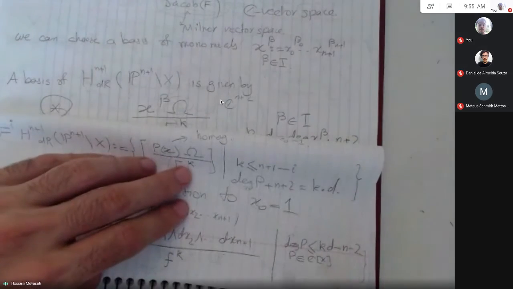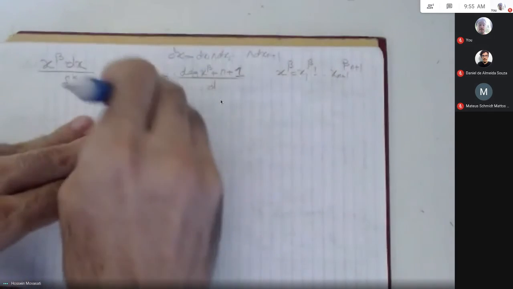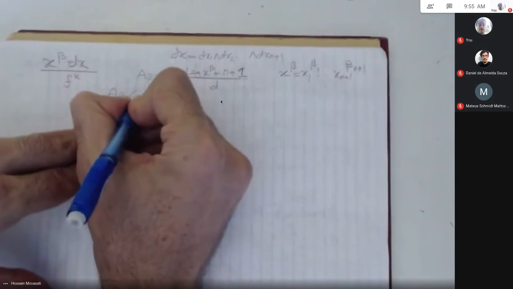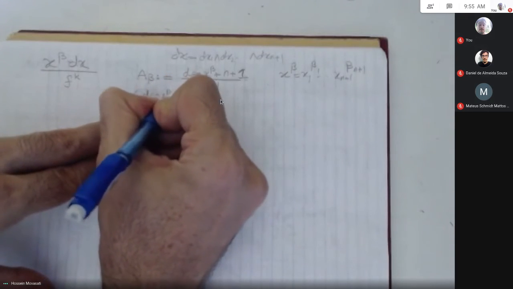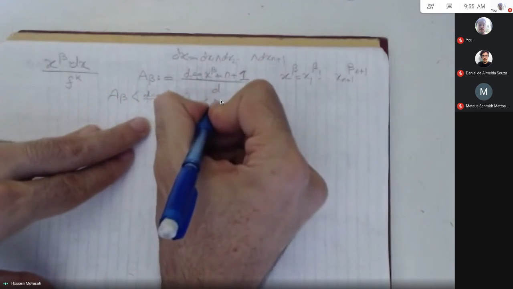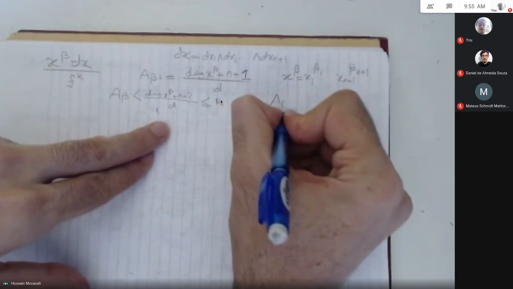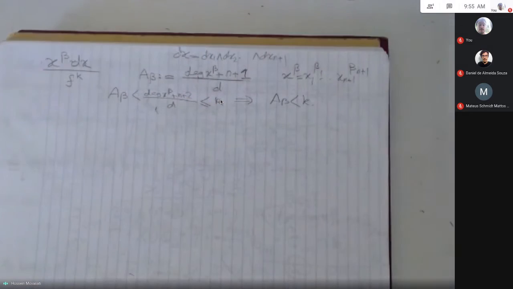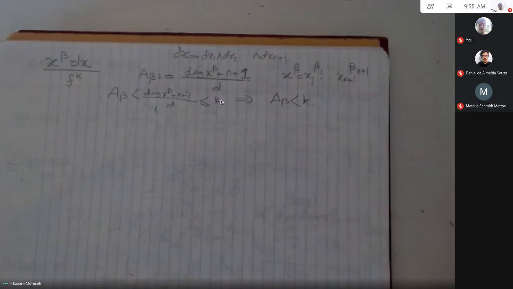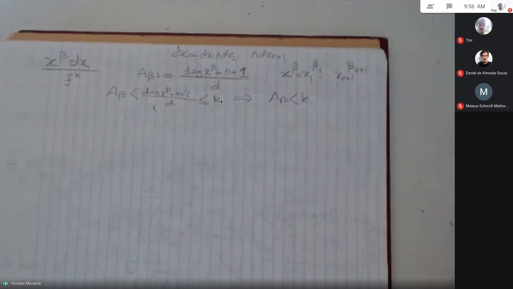So at the end of the day, what I am saying, this a beta is strictly less than degree x beta plus n plus 2 d, and this is less than or equal to k. So at the end, in our all, a beta is strictly less than k. Anyway, let me a little bit. So these differential forms by Griffiths' theorem, we will need it in order to describe Hodge cycles.